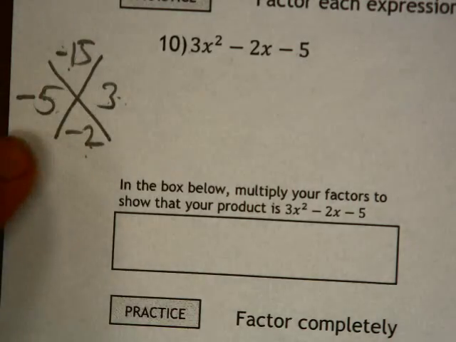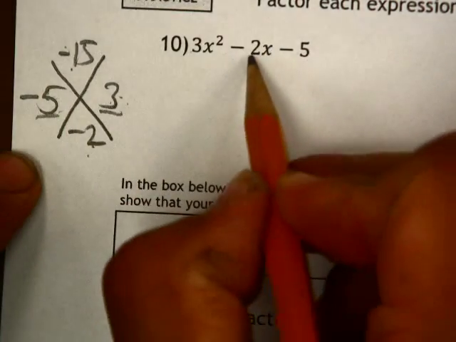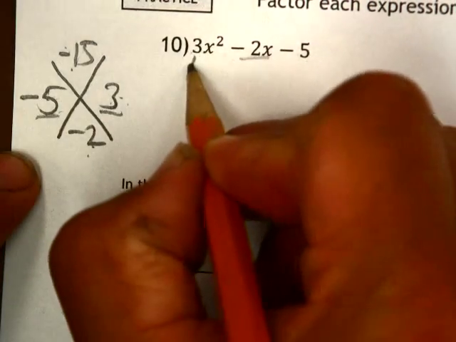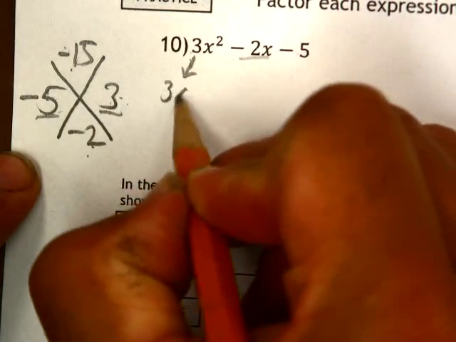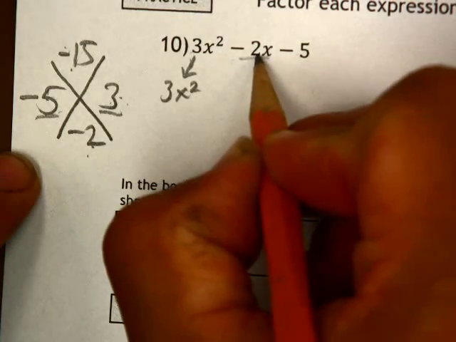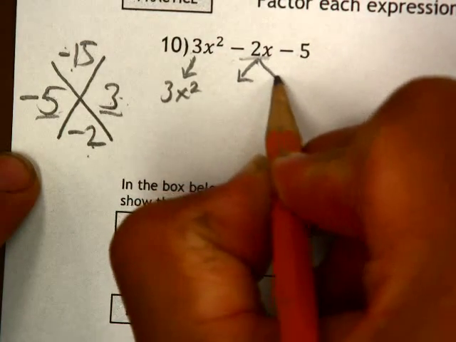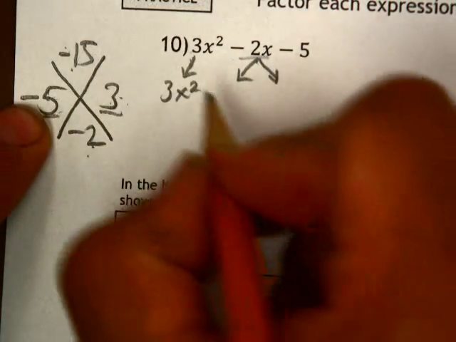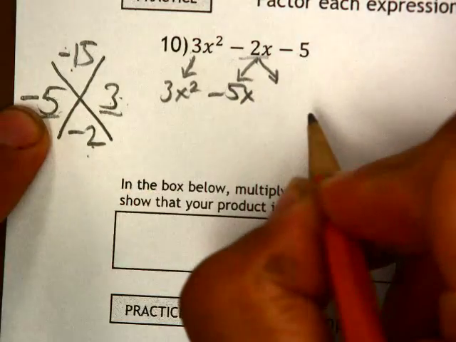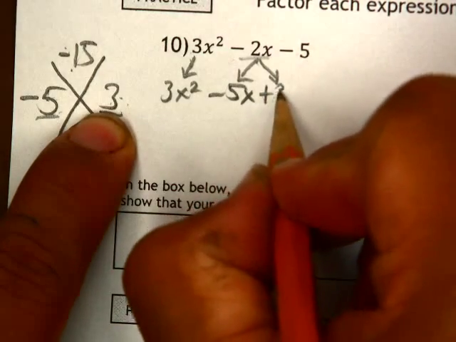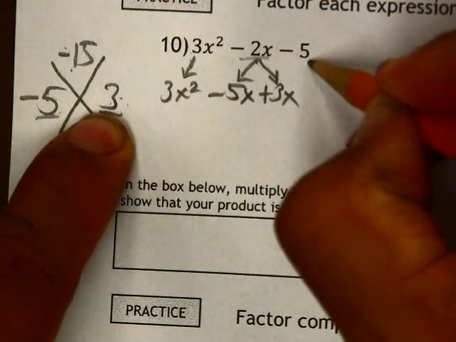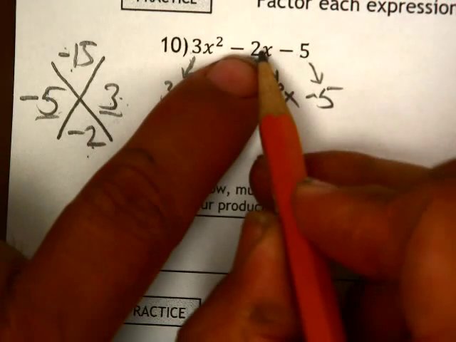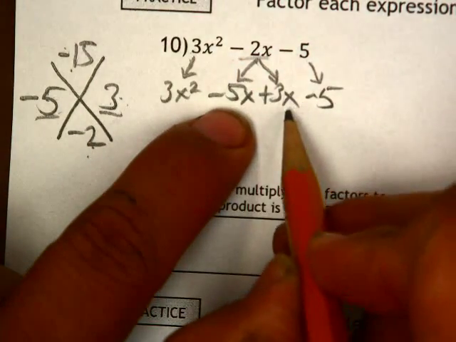Now that you've done the diamond, these two things help you split the middle number. So we bring the 3x squared down. The minus 2x gets split using these two numbers. So minus 2x becomes a minus 5x and a plus 3x, and then bring the minus 5 down. So the things on the end come down. This one, the middle term, gets split into 2.